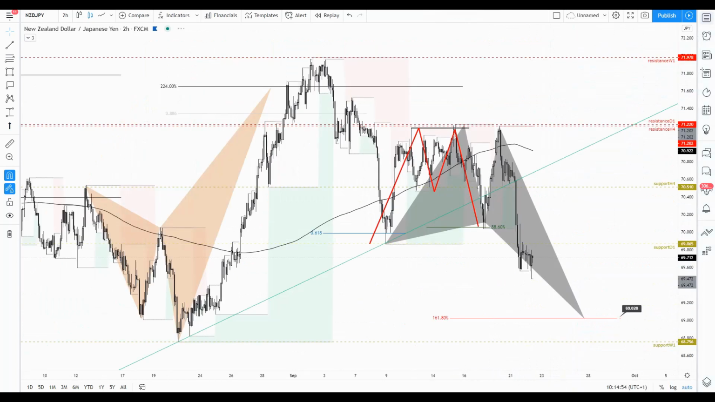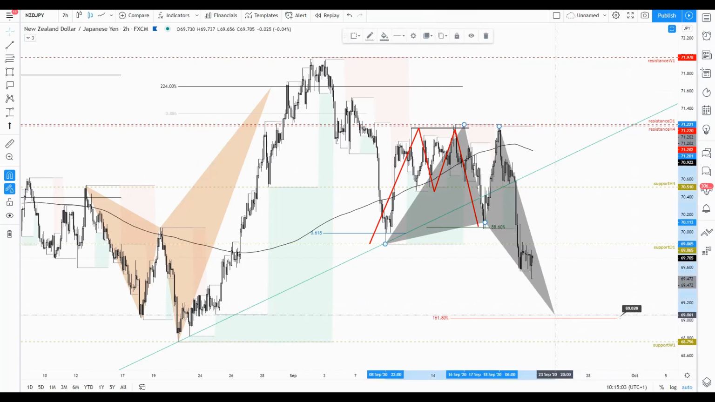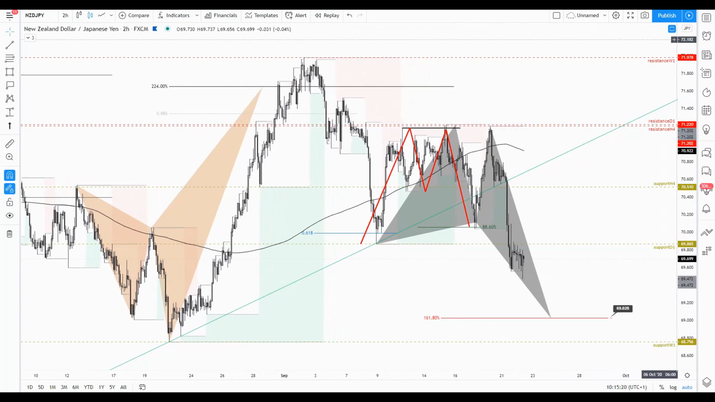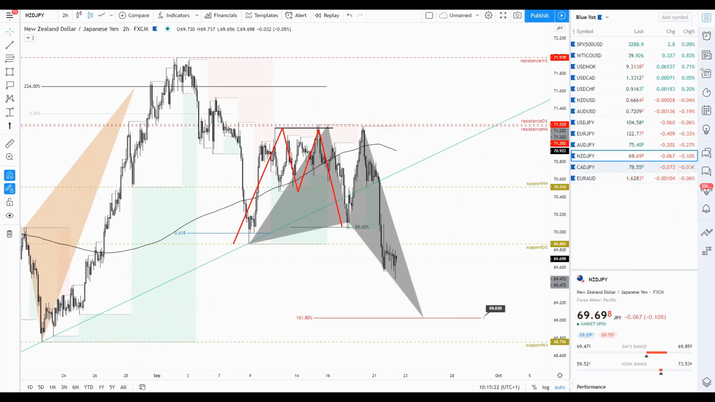The New Zealand versus the yen, another one with a crab pattern projected at 69.02. So that's suggesting one approach to the weekly fractal. I believe I shared this yesterday. So we're still a few points above that price level, so we need to wait. Nothing very specific at this point.